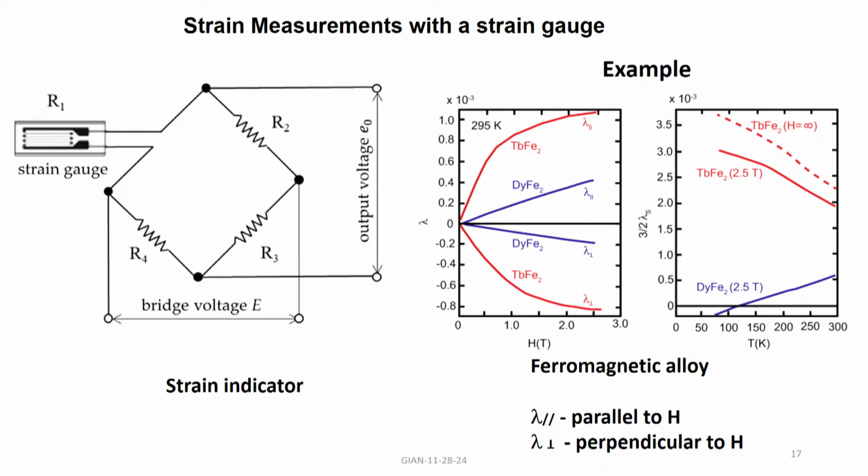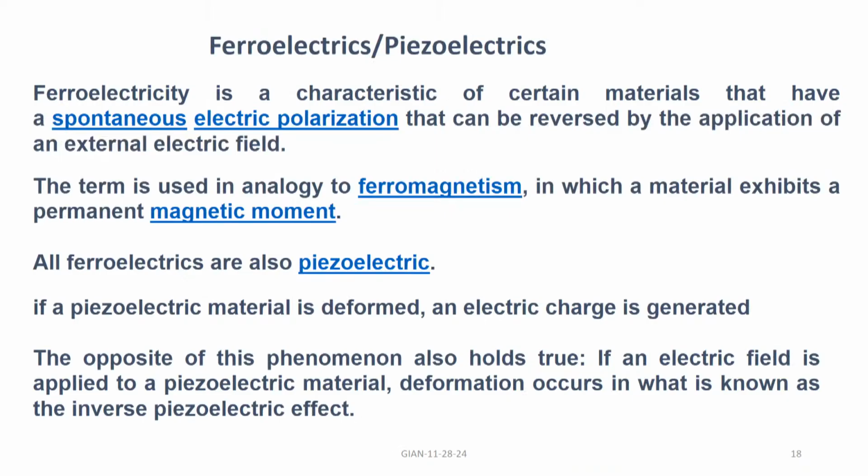You put the strain gauge on the sample. For parallel magnetostriction, you apply the field along the strain gauge direction. For perpendicular, you just apply the field perpendicular, that is all. You can also do lambda 1 1, 1 2 and 1 3. Okay. All right, let us go on to the next one that we are interested in.